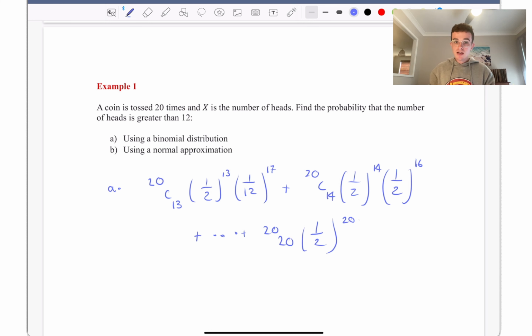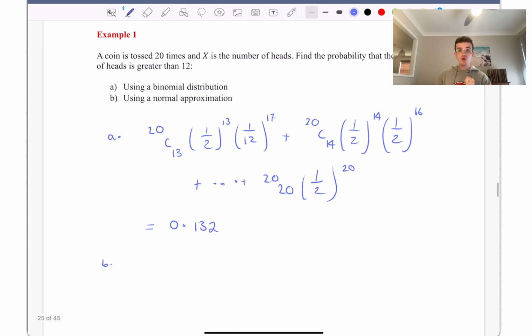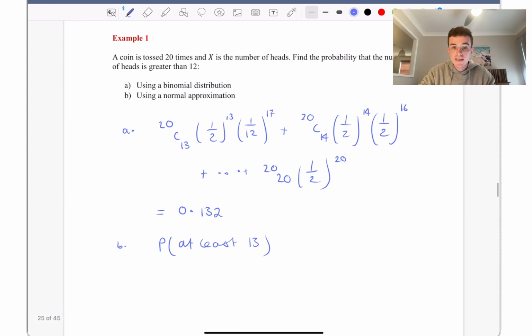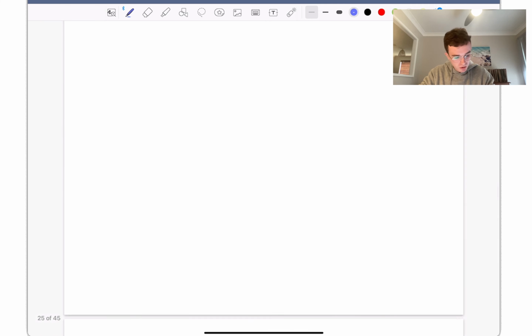Okay. Now if you type all of that in, you're going to get a very long calculation. You're going to get 0.132 and it's going to take you ages. So this is where a normal approximation of a binomial distribution comes in handy. So the probability of at least 13 heads, we're looking at the probability of X being at least 13. Now before we finish this question, we're going to introduce the idea of continuity corrections.